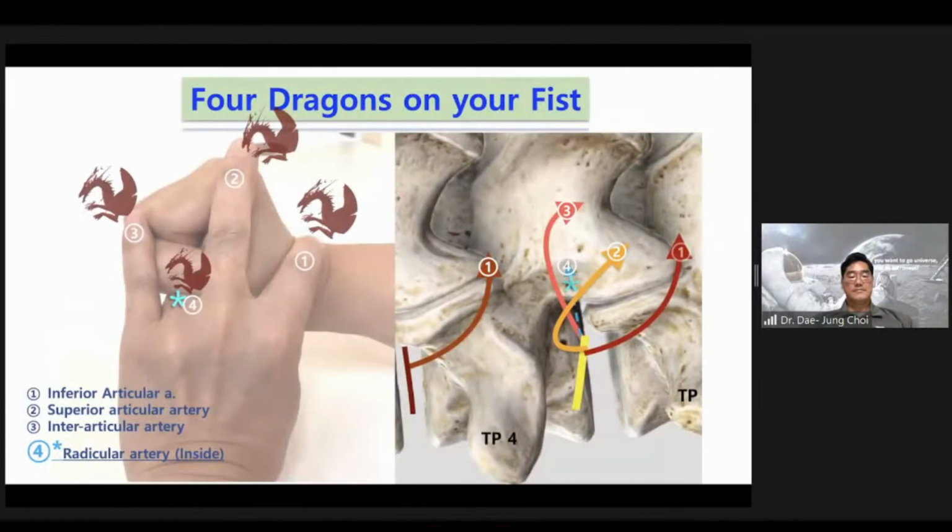You can easily memorize the 4 main branches from the segmental artery. Just remember the magic spell: 4 dragons on your fist. When you expect the exact direction where the bloody fire dragons attack, you can catch them with ease.